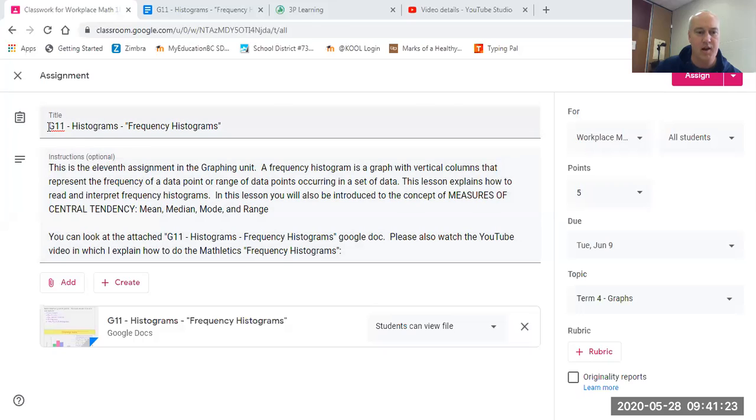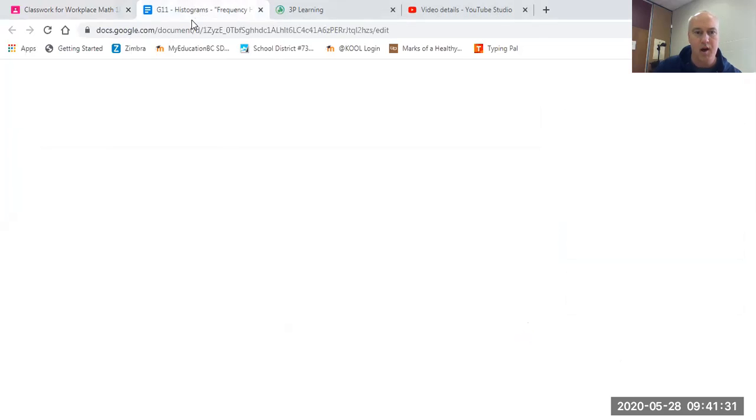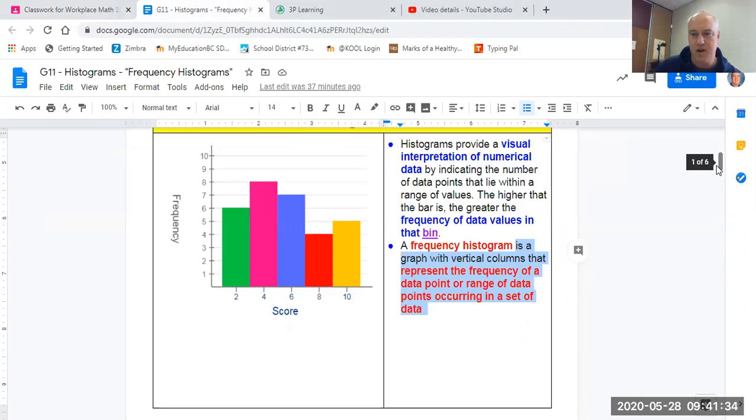This is the 11th lesson in the graphing unit, and this is going to be on frequency histograms. So let's take a look at what this will look like. In your Google Classroom, you will see the G11 histograms assignment, and the Mathletics assignment that this is linked to is the frequency histograms. So let's get into these discussions.